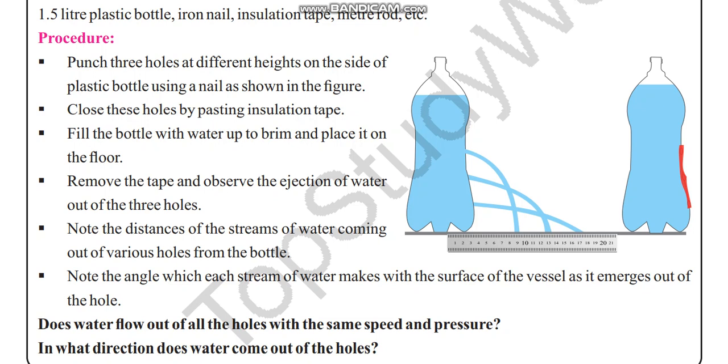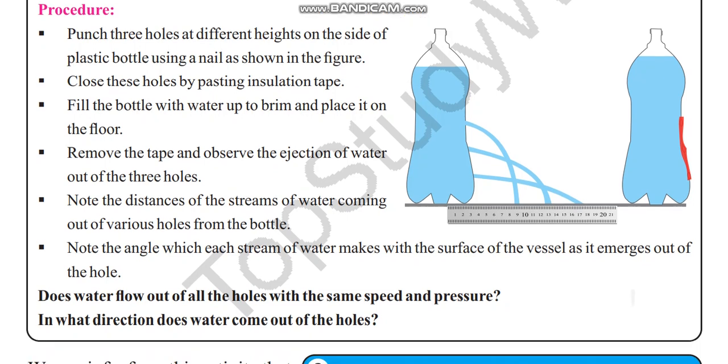Note the distance of the streams of water coming out of various holes from the bottle. Note the angle which each stream of water makes with the surface of the vessel as it emerges out of the hole. Does water flow out of all the holes with the same speed and pressure? And the second question is, in what direction does water come out of the holes?